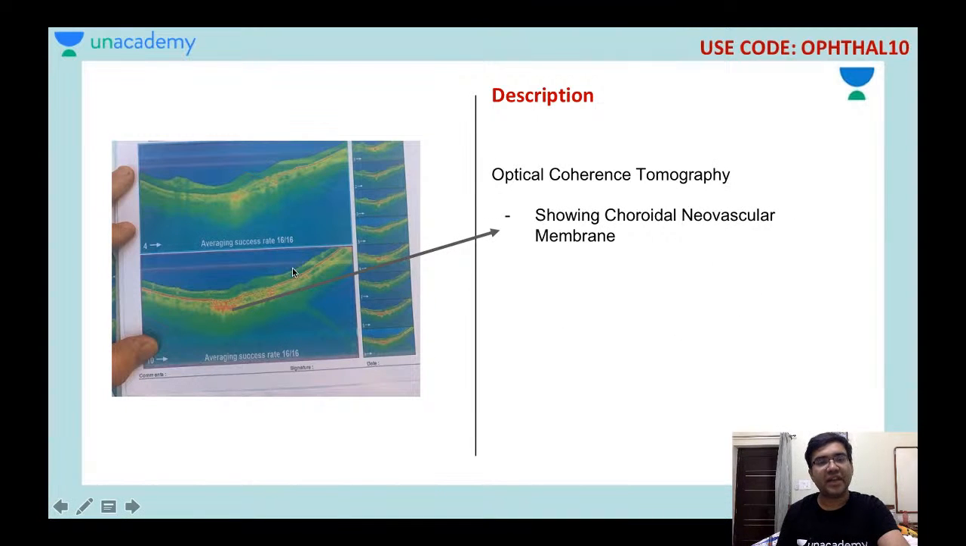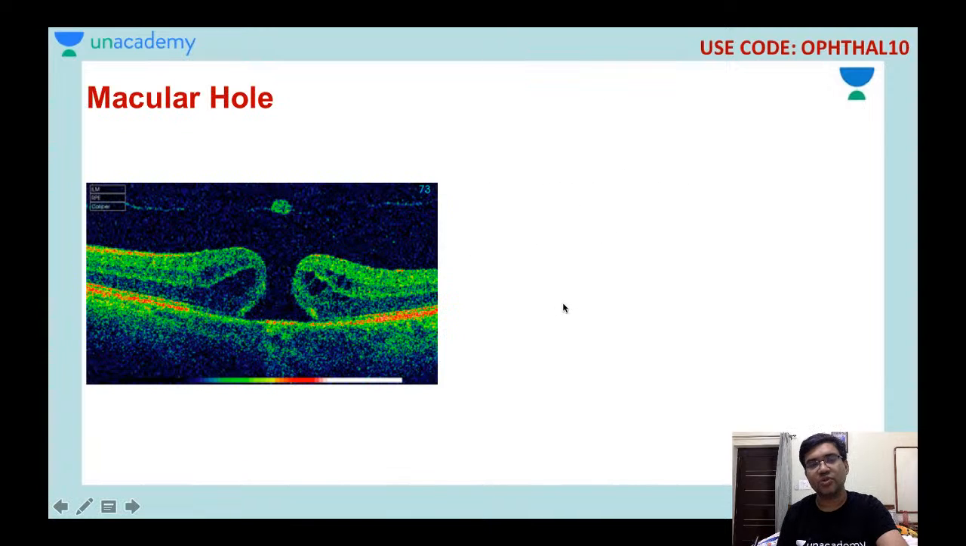Then we have this picture where you are seeing there are some new vessels which are basically being seen beneath the RPE. So the vessels you are seeing beneath the RPE, these are basically the choroidal neovascular membrane, or they are also called wet ARMD. Okay, chalo, let's move to the next spotter.